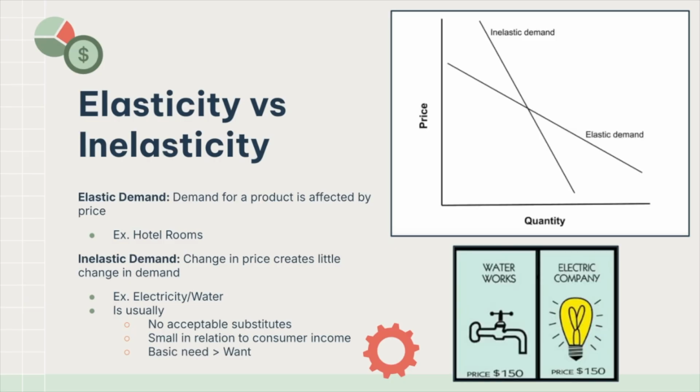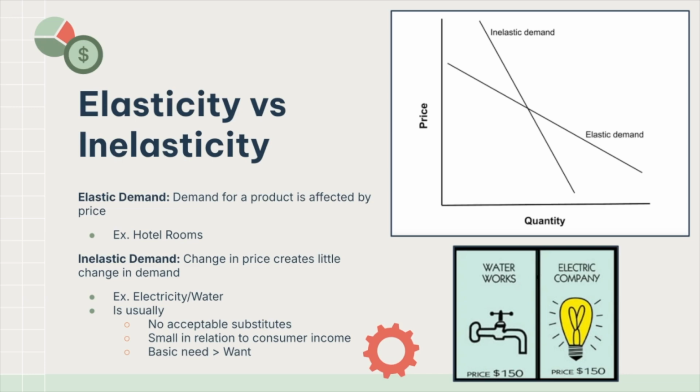So now I want to talk about elasticity versus inelasticity. Elastic demand is where the demand for a product is definitely affected by price. For example, hotel rooms, because when there's a higher price for hotel rooms, the demand for getting a room at a really high class hotel goes down.